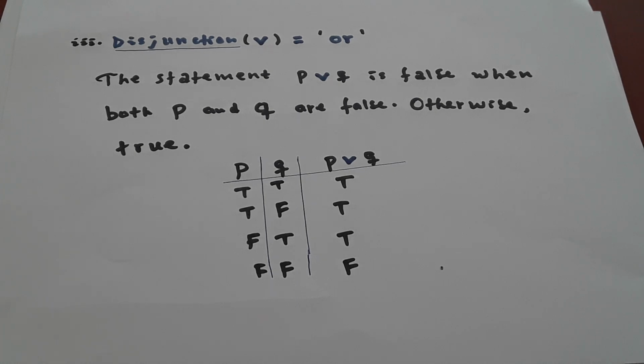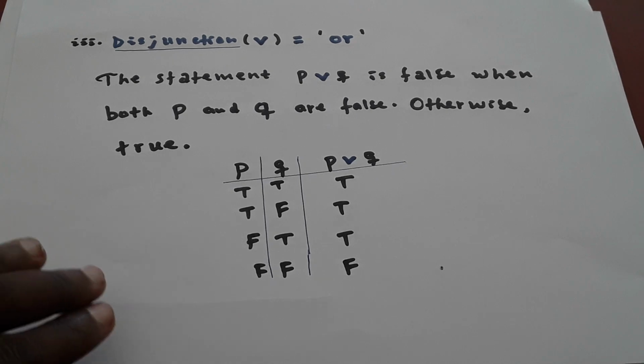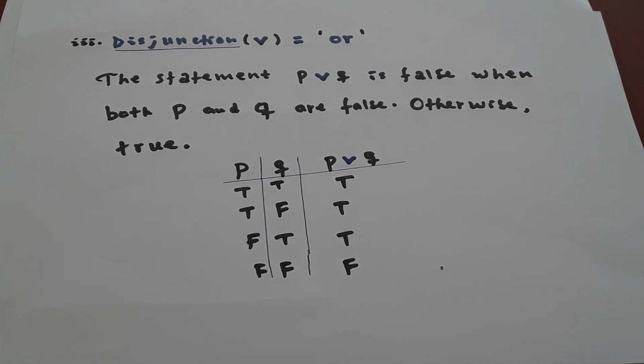Most of the time, the word or in English is different. For instance, if a person says, I will go to the cinema in the afternoon, or I will go to the coffee house in the afternoon, here or is used in the exclusive sense. That means he will do one thing or another, not both. He may go to the coffee house, or he may go to the cinema, but not both.